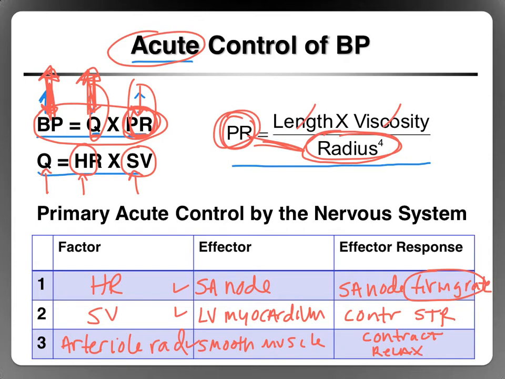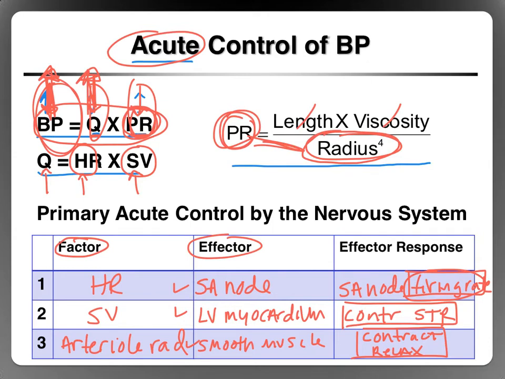So we can tell an SA node to either fire faster or slower. We can tell the left ventricular myocardium how strong to contract, and we can tell smooth muscle to either contract or relax. And by manipulating these effectors, we can manipulate these factors, and therefore we can manipulate blood pressure, which is our goal here.